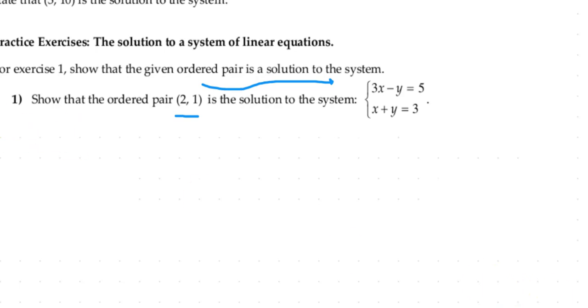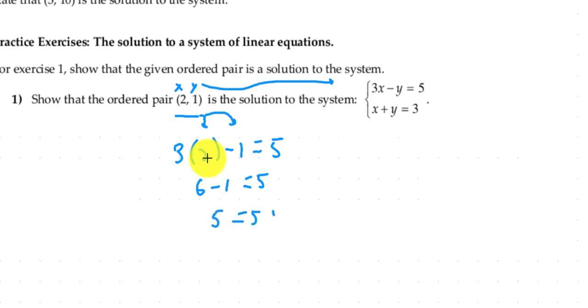So instead of writing 3x minus y equals 5, I'm going to write 3 times 2 minus 1 equals 5. Again, you see what I did there? I replaced the x with the 2 and the y with the 1, because I have x and y. So I end up with 6 minus 1 equals 5, 5 equals 5. It checks.